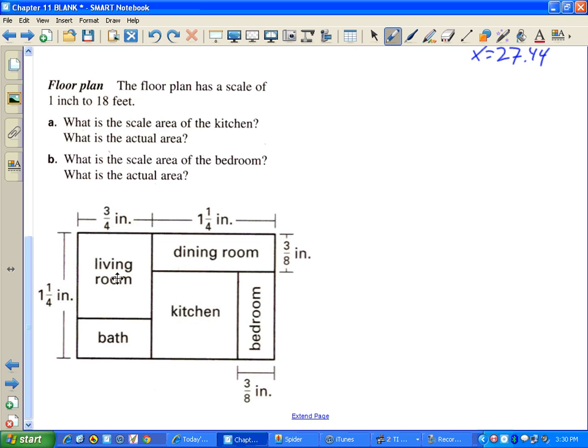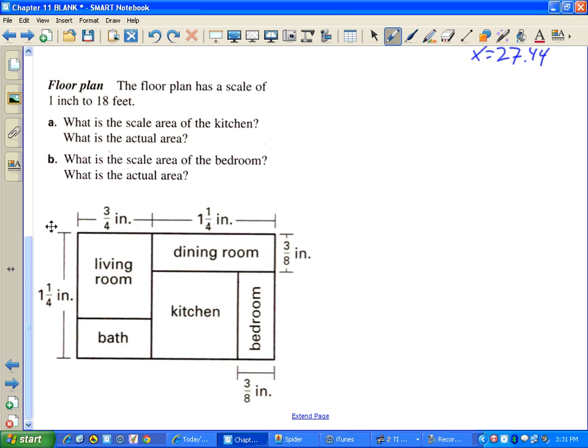All right, let's say we have this floor plan, and it's a scale of 1 inch to 18 feet. So 1 inch on the drawing is 18 feet in real life. What is the scale area of the kitchen? What is the actual area? Okay, well, scale area is the area of the drawing of the kitchen.